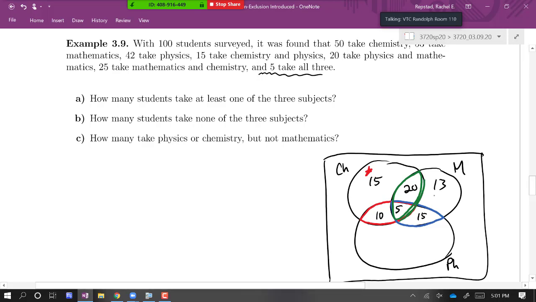And then 42 take physics, but that includes the 10, 15, and 5 that are already in the physics circle. So 42 minus 30, that's 12. And then if you add all these numbers up, they add up to 90, so that means that there are 10 students on the outside.